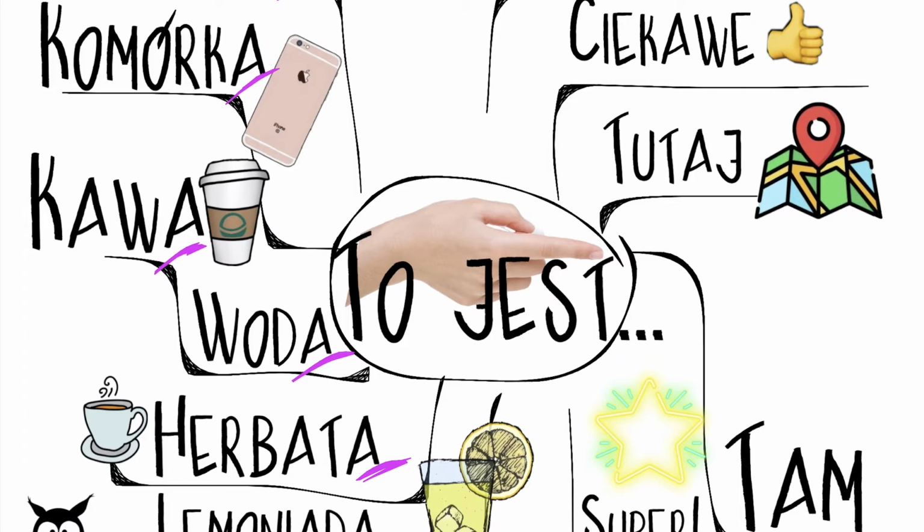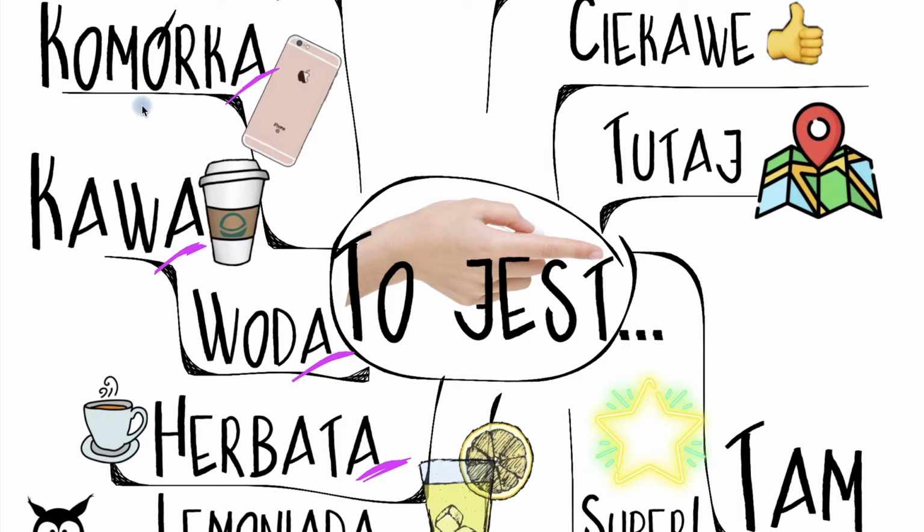So that's the word for a map. Mapa. No difficulty there when it comes to pronunciation. So in order to say "this is a map", you would say "to jest mapa". To jest mapa.